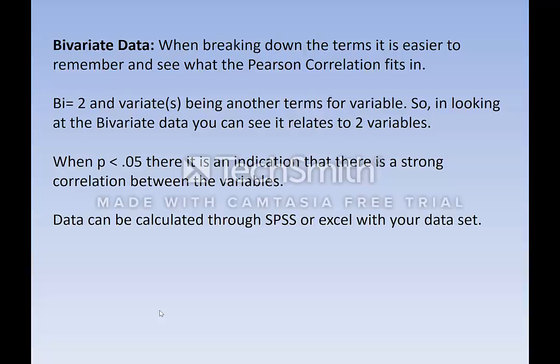So where is the correlation? And then the next step is going to be, is it a positive or negative correlation or no correlation at all? When the calculations are done, we're looking for P to be less than 0.05. And this is going to be an indication that there is a strong correlation between the variables. So again, the next step here is we're going to have our data set, and we're going to be able to calculate that data for Pearson correlation through SPSS and Excel.